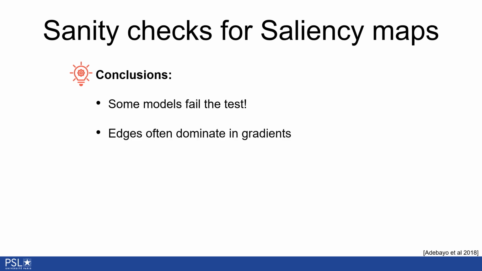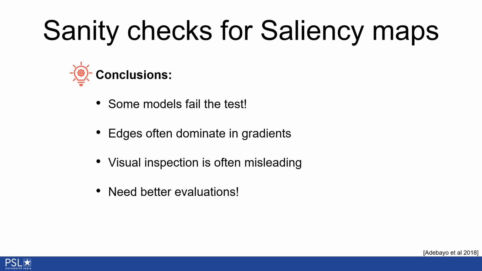The reason for this is that edges in the input often dominate the gradients, so that saliency maps often depend more on the input image than on the output of the network. So it's important to keep in mind that a visual inspection of saliency maps is often misleading. Moreover, the study clearly pointed out the need for better evaluations, as the tests performed here were very basic. We will now move to a second study that performed more advanced evaluations of saliency maps.